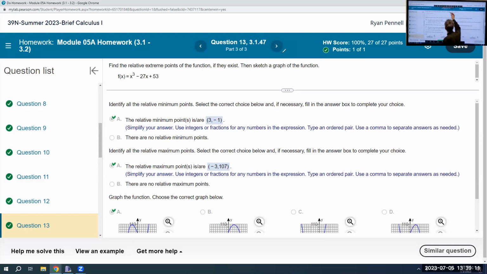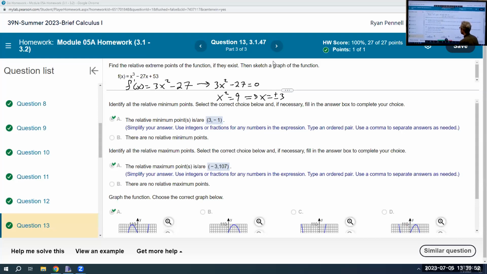This is very repetitive, but that's good because you have to kind of drill it into your head what it is you're doing. Find the relative extreme points of a function if they exist, then sketch a graph of the function. Okay, so I'm going to take the derivative. f prime of x will be 3x squared minus 27. I'll set that equal to 0 and solve for x. x squared then equals 9, which implies that x equals plus or minus 3. So that's where it occurs.